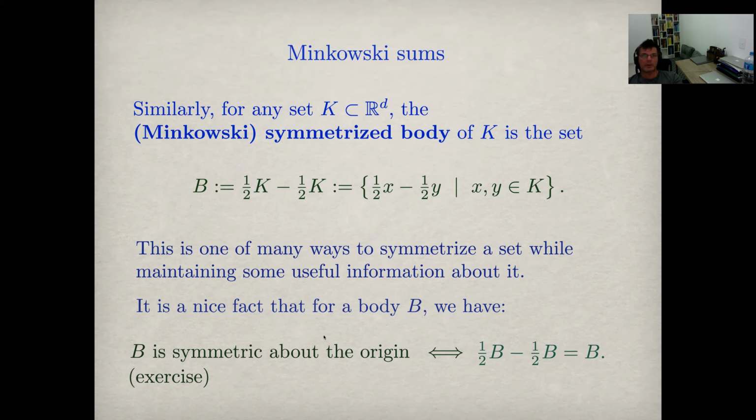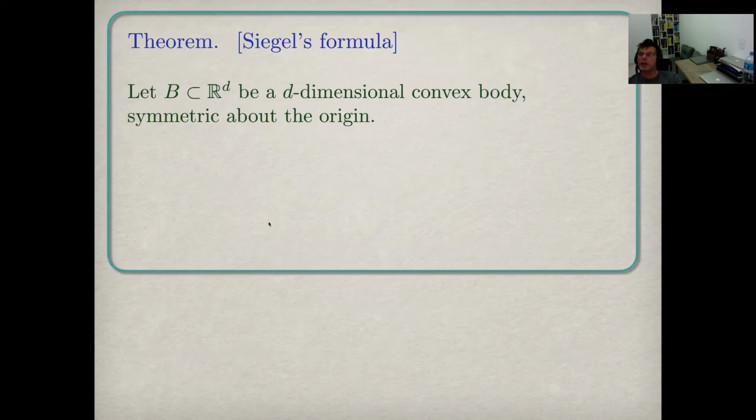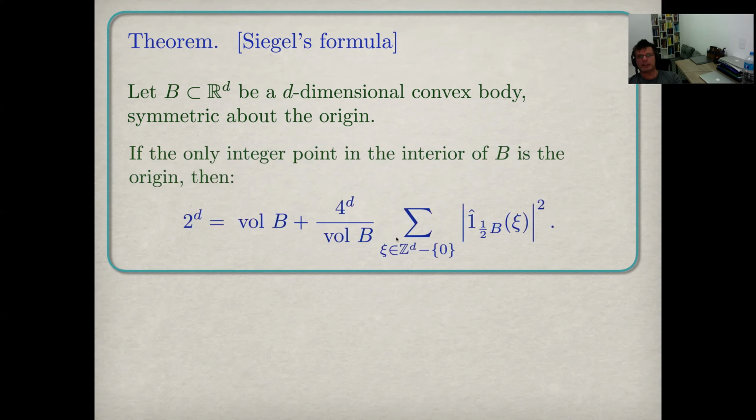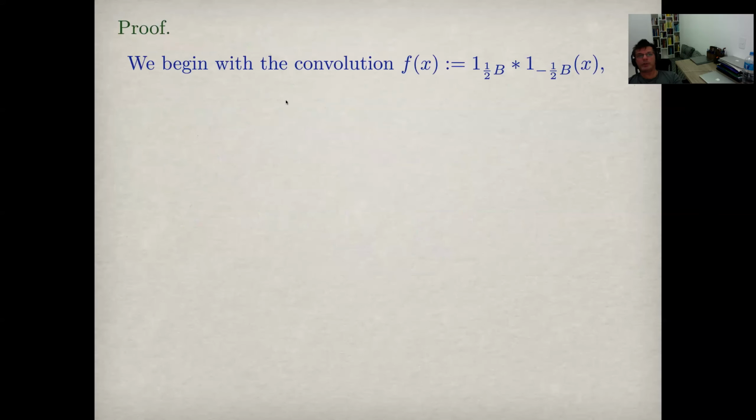Okay, so that's it for now for Minkowski sums. Let's go on and finally prove Siegel's formula. Again, just to recall, this is what it said. We have this identity, assuming that the only integer point in the body B is the origin. And also assuming, of course, that the body B is convex and symmetric about the origin. So without further ado, let's prove Siegel's formula.